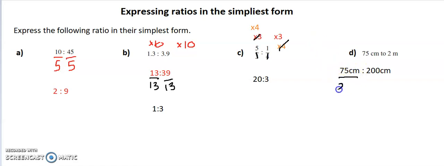The next thing I need to think about is looking for a common factor. Now, there's a common factor of 75, which is 25, because I can divide 75 and 200 by 25. So that gives me 75 divided by 25 is 3, and 200 divided by 25 is 8. 3 to 8.